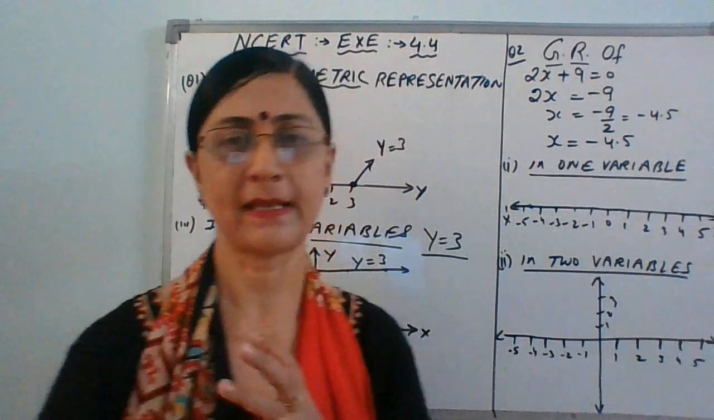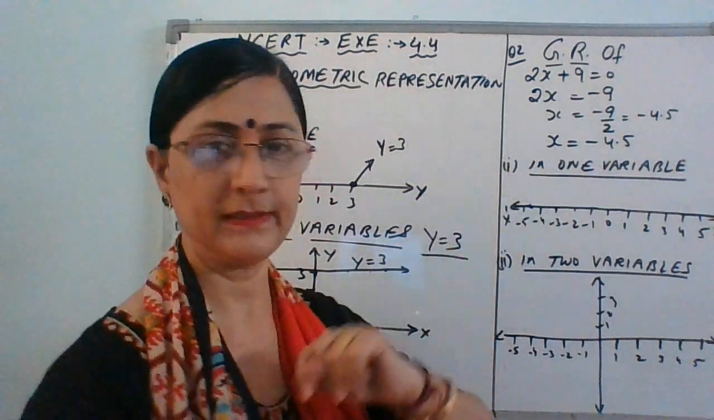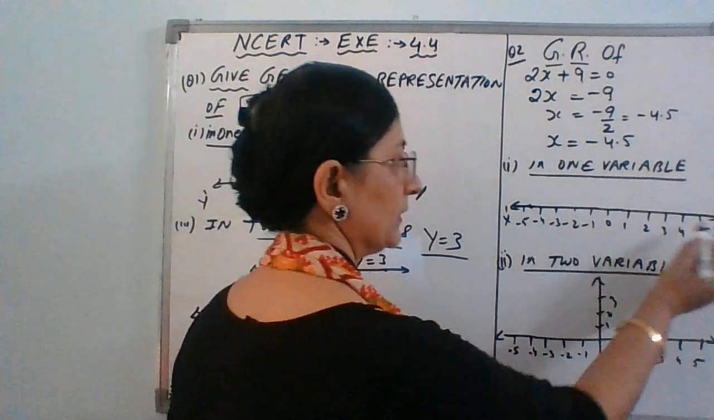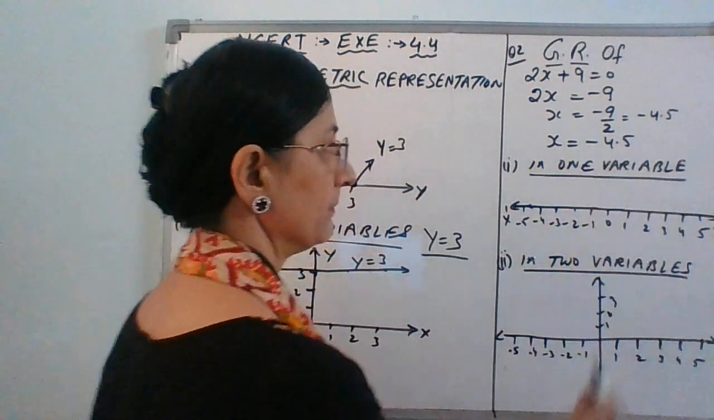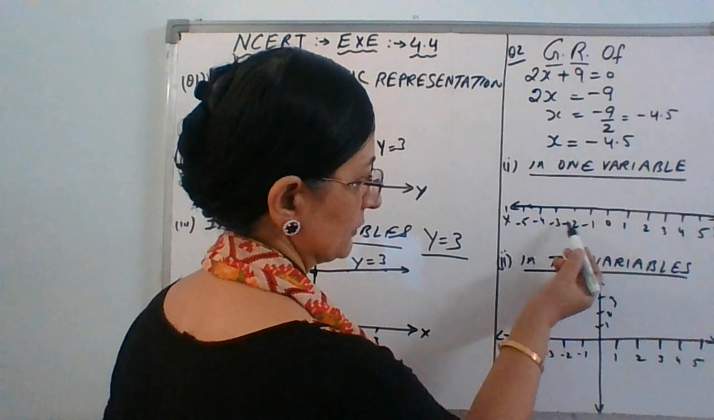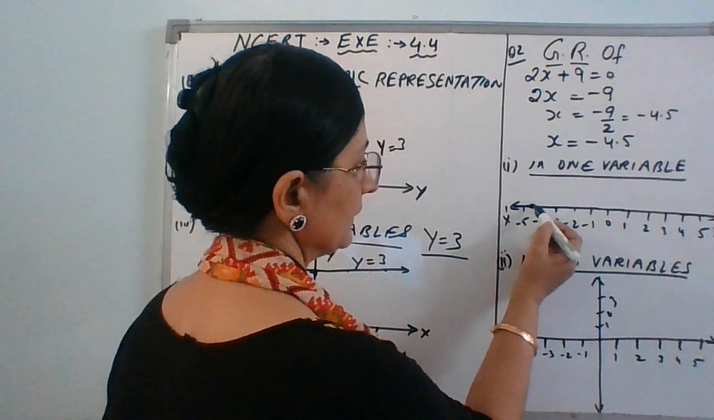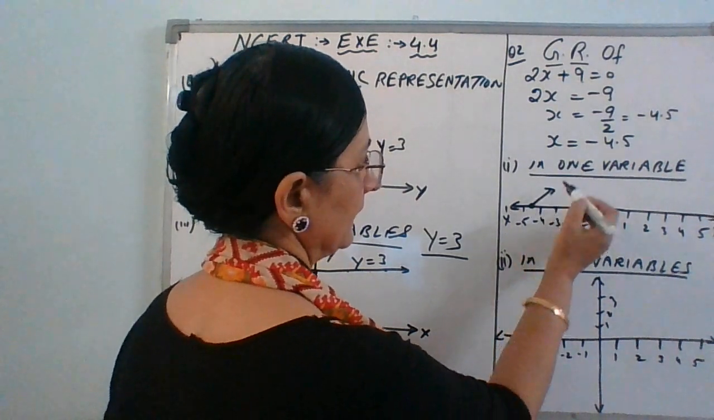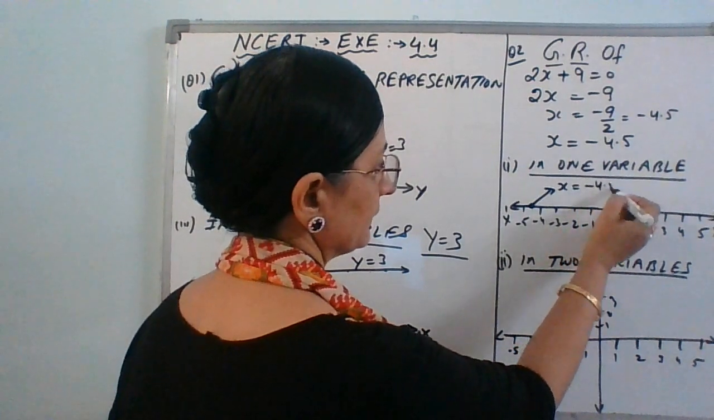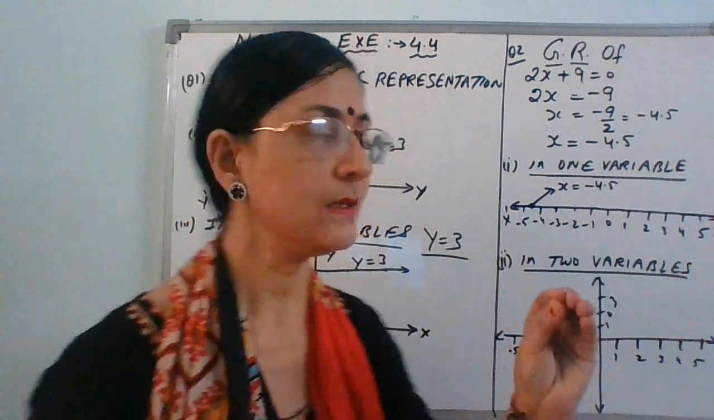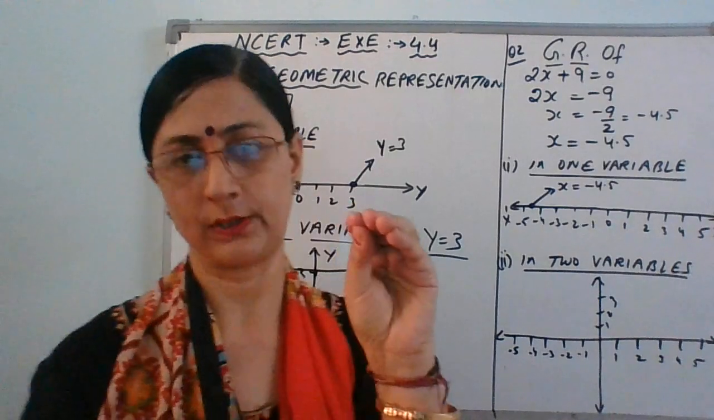Now x equals minus 4.5, you have to plot in one variable. One variable means we'll be drawing only one axis. For minus 4.5, it is on this side: 1, 2, 3, 4, 5. This is minus 4.5. We just put a dot there and this will be x equals minus 4.5. So in one single variable, we just put a dot there.